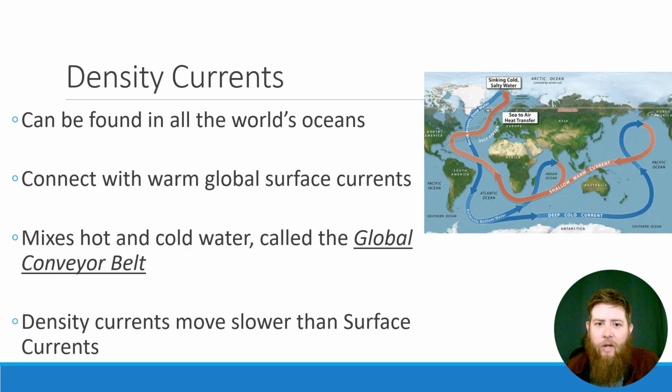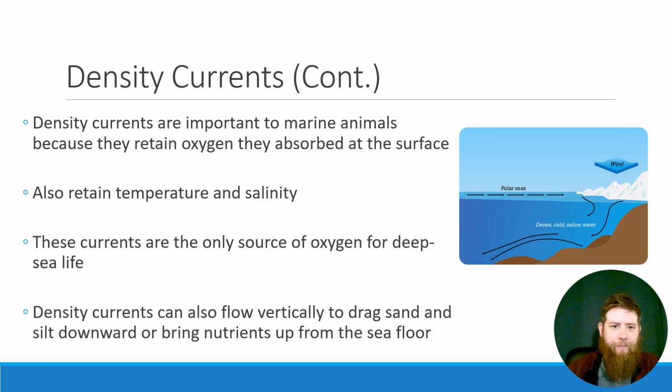They connect with warm global surface currents, and they are the system that mixes this hot and cold water of the oceans. And we call this system and this big long chain of all of this the global conveyor belt that moves things around the planet. Density currents are slower than surface currents. They're not moving as fast because they're relying on slower forces like gravity and density instead of the wind. But they're very important nonetheless.